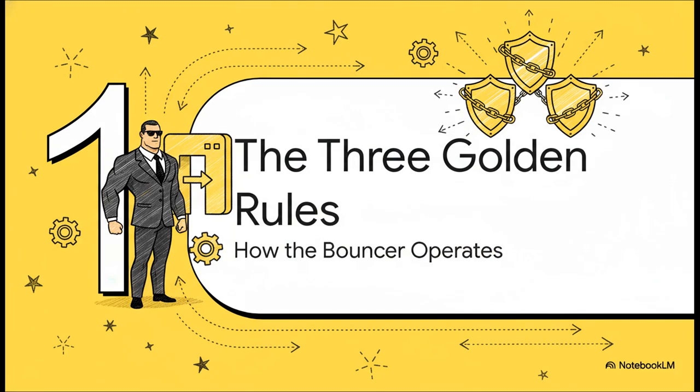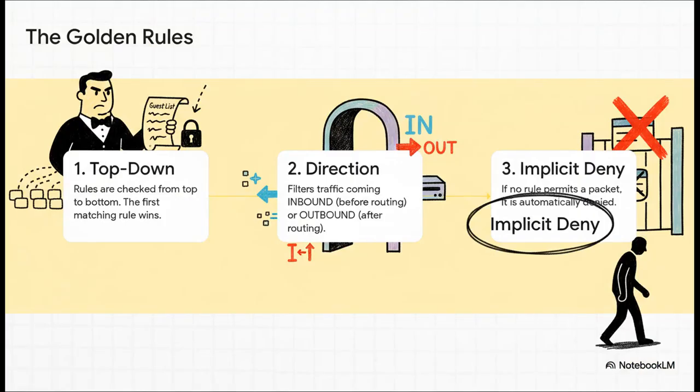Okay, so this bouncer, he's not just making stuff up as he goes. He operates with total precision, following 3 unbreakable golden rules. And once you get these rules, you've pretty much cracked the core of how ACLs work. First up is top-down processing. The bouncer starts at the top of the list and reads down. The very first rule that matches a person or a data packet is the only one that gets applied. That's it. Decision made, he moves on.